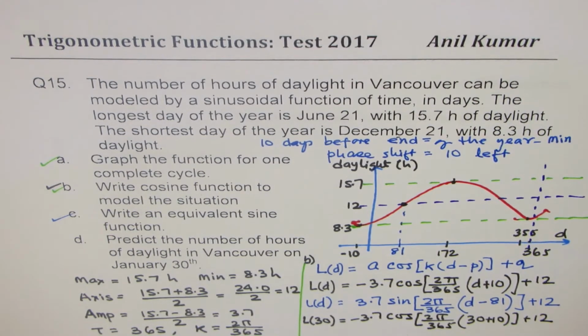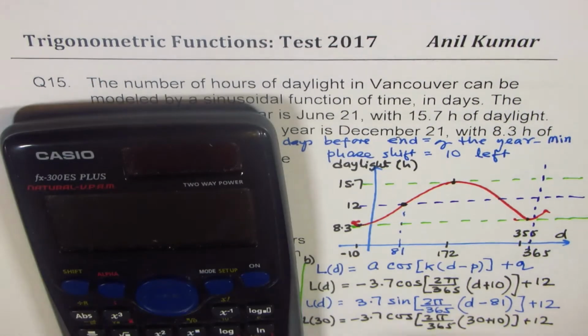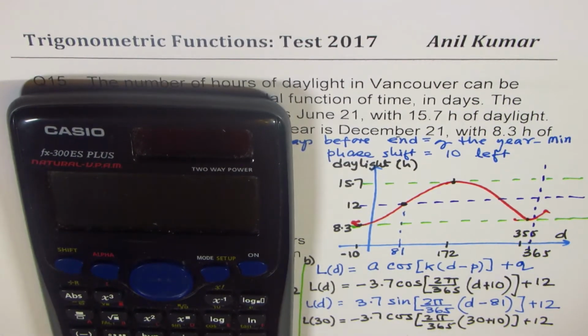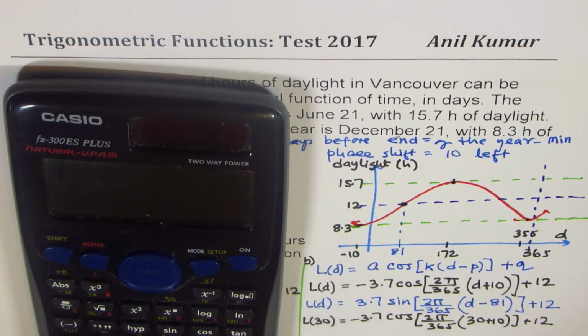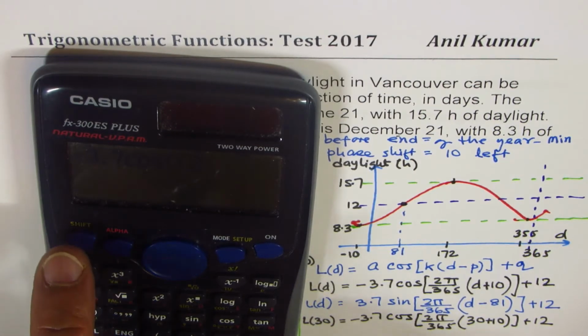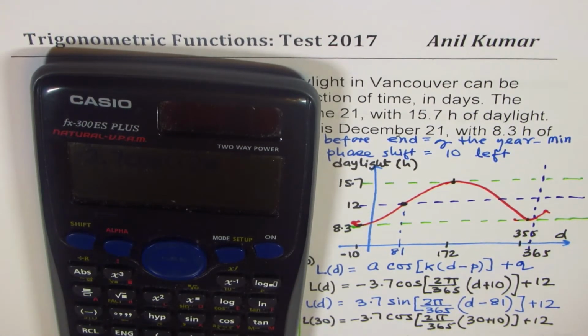Okay. So let's use our calculator. The setting should be in radians, so let's make sure of that part. 4 is radian for this. Now we have minus 3.7 cos of, within brackets, 2 pi times 40, and then we'll divide by 365, bracket close, 2 brackets, okay, and then we'll add 12 to this.